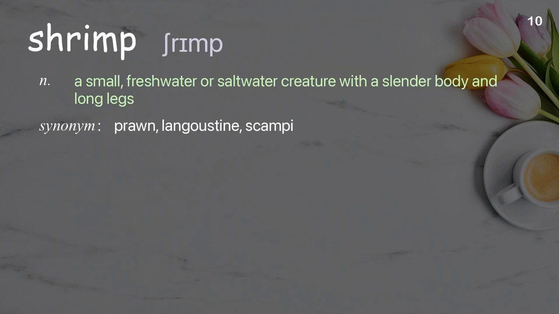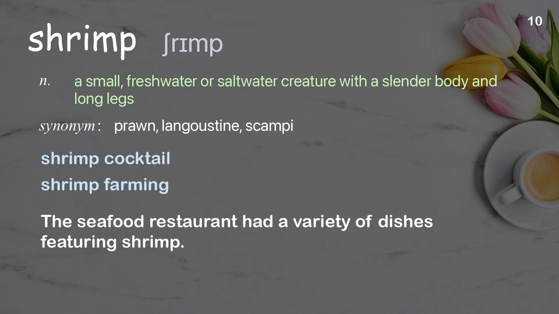Shrimp. A small, freshwater or saltwater creature with a slender body and long legs. Examples: shrimp cocktail, shrimp farming. The seafood restaurant had a variety of dishes featuring shrimp.